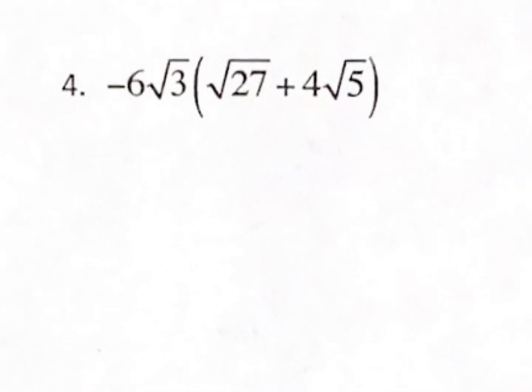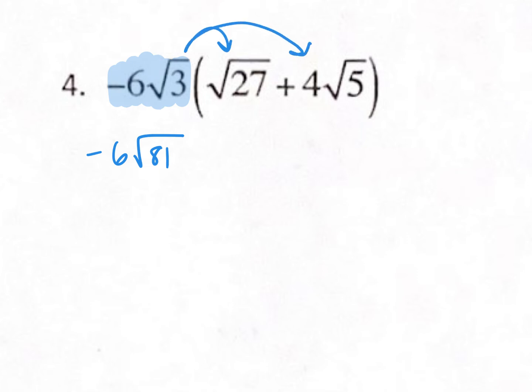All right, number 4 here, we're going to do the same thing. We're going to distribute this whole thing that's on the outside to both terms on the inside. So when I distribute this, I'm going to have negative 6 times the square root of 3 times 27, which is 81. And then negative 6 square root of 3 times 4 square root of 5. Multiply those numbers outside together, so negative 6 times 4, that's going to give me negative 24. And then the numbers underneath the square roots, 3 times 5 gives me the square root of 15.